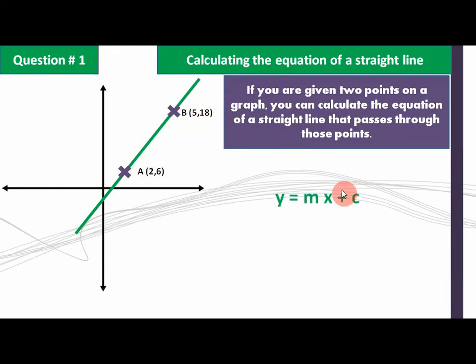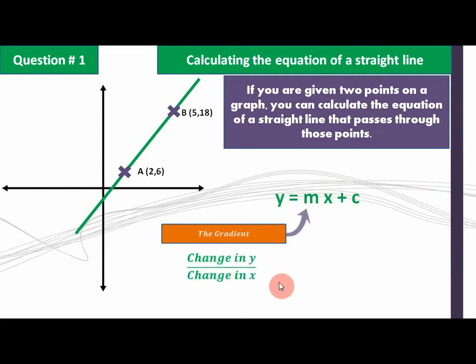First we have to write the equation y equals mx plus c. If you are given 2 points on the graph, you can easily calculate the equation of the straight line. First we have to calculate m, which is the gradient. The gradient is the change in y over the change in x. If the question is graphical, you can easily check the gradient. This c is the y-intercept. After calculating m, we are going to calculate c.